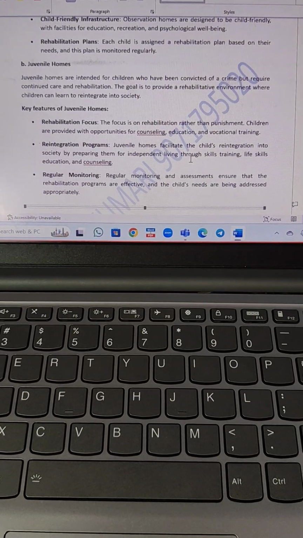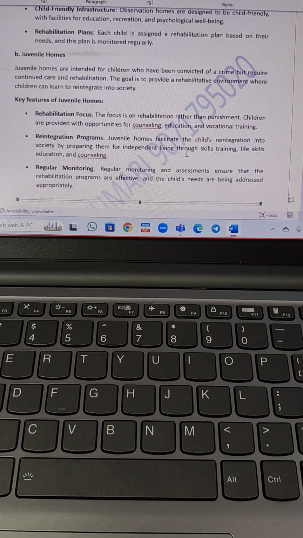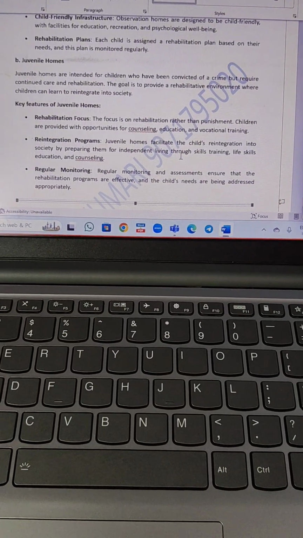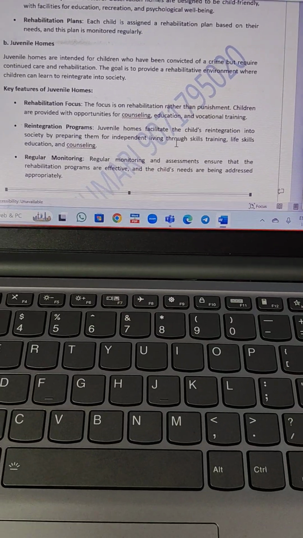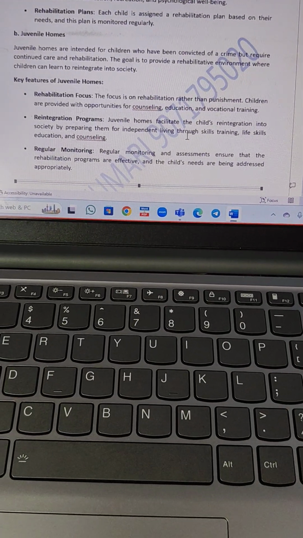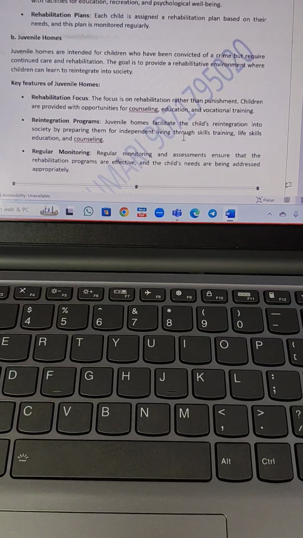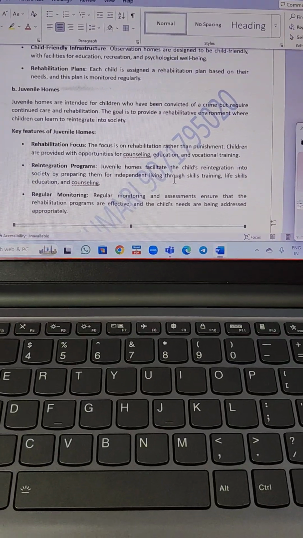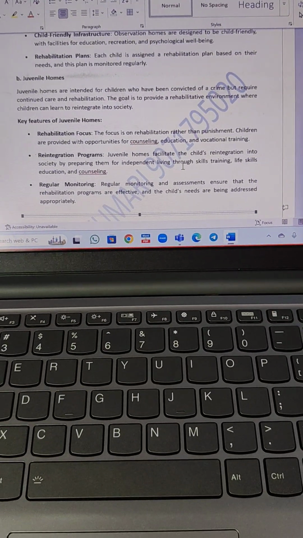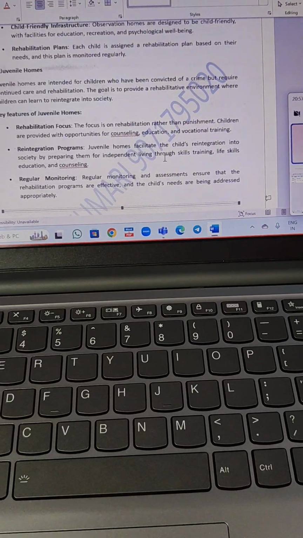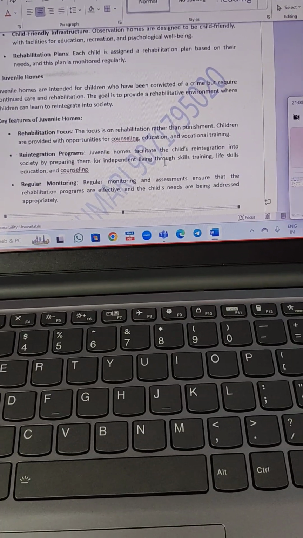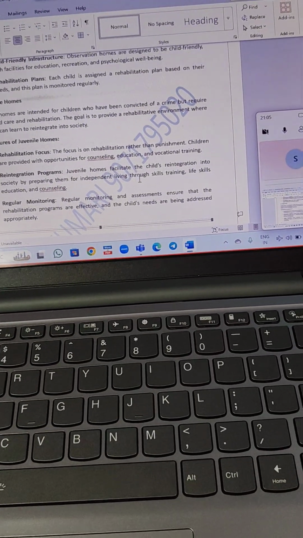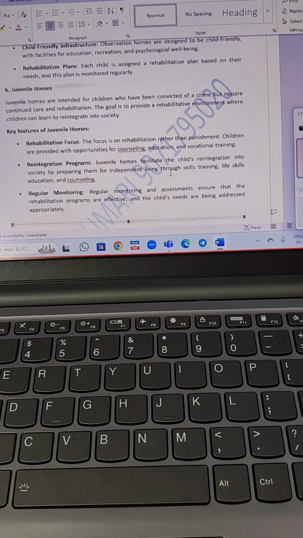Now the rehabilitation focus. The focus is on rehabilitation rather than punishment. Children are provided with opportunities for counseling, education, vocational training and reintegration programs. Juvenile homes facilitate the child's reintegration into society by preparing them for independent living through skill training, life skill education and counseling. See, this education is provided so that after they leave the juvenile homes or observation homes, they can find a job for themselves and earn their livelihood.